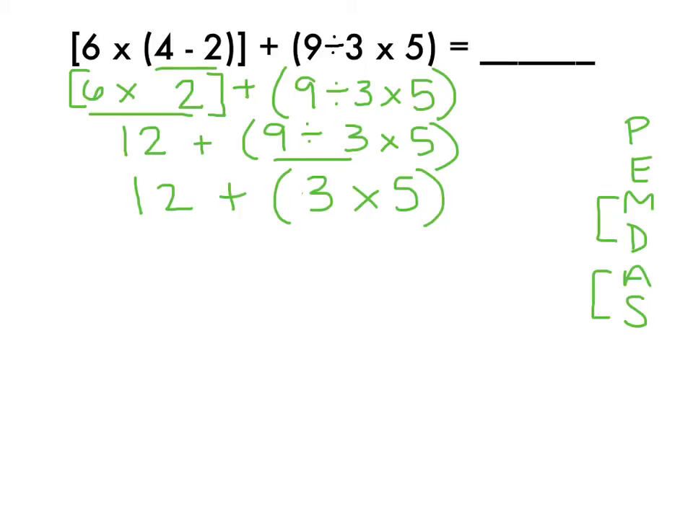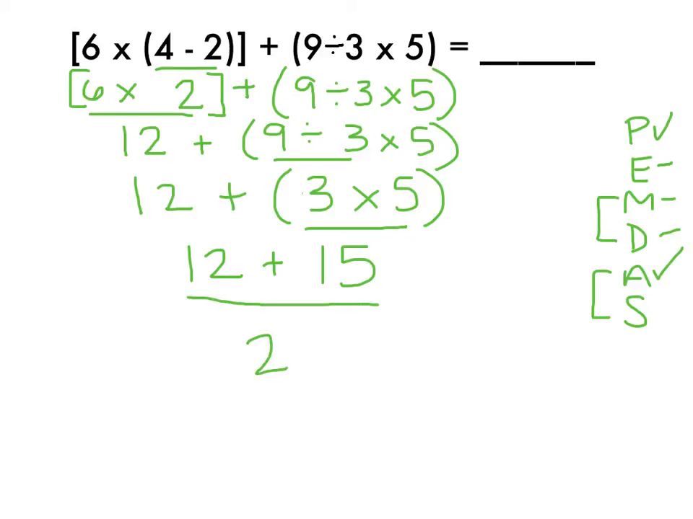Notice as I'm copying, I'm continuing to copy the parentheses and the brackets. Now I'm going to finish solving what's in the parentheses, and 3 times 5 is 15. And I'm going to copy the problem over and get 12 plus 15. So I've done my parentheses, done the exponents. There's no more of these. I'm on to addition, and 12 plus 15 is 27. And that is my final answer, 27.